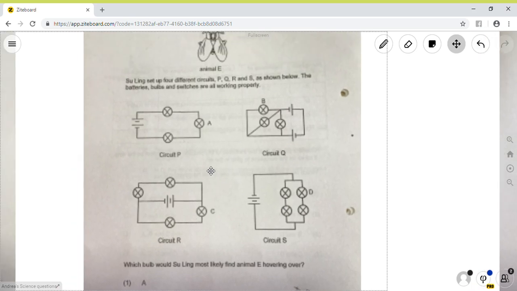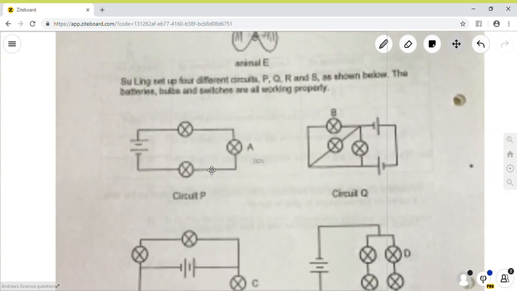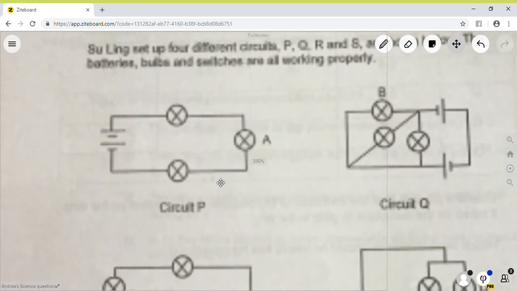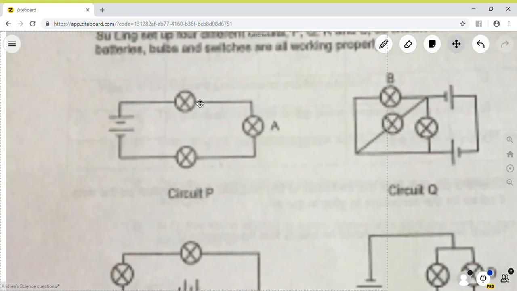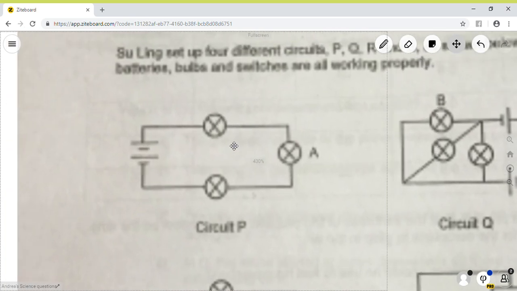Okay, so let's examine one by one. We want to find the brightest one. How much battery power will each one of these get? Let's look at option A, circuit P. What we do is we see that there are two batteries here. So this one gets 2 out of 3 batteries.